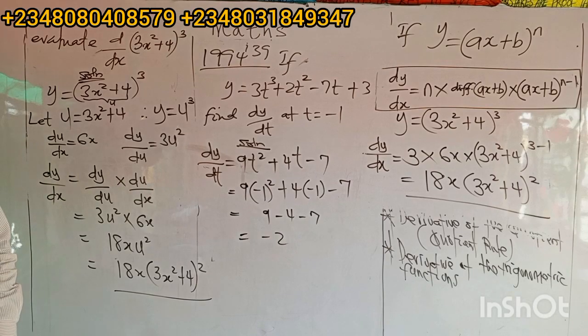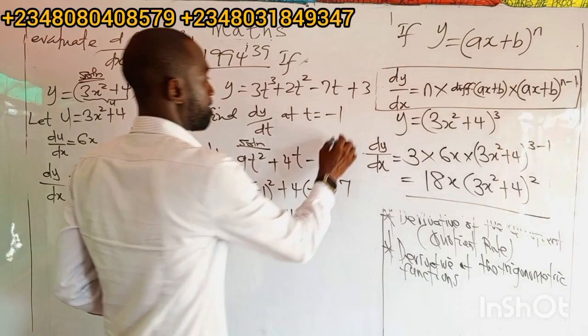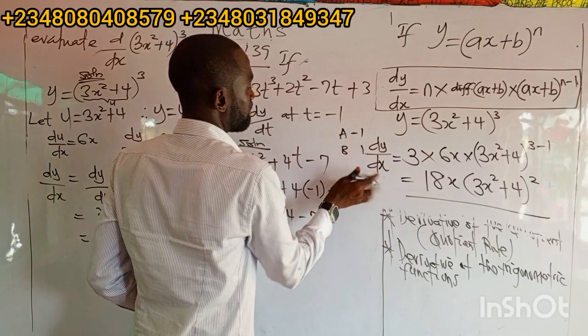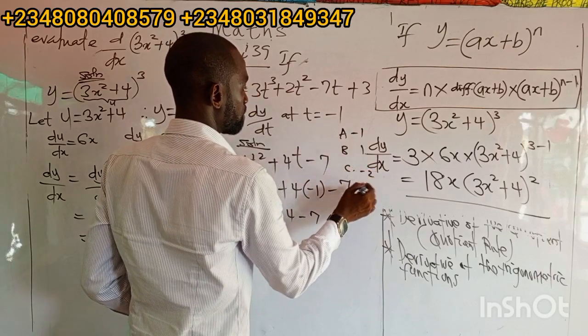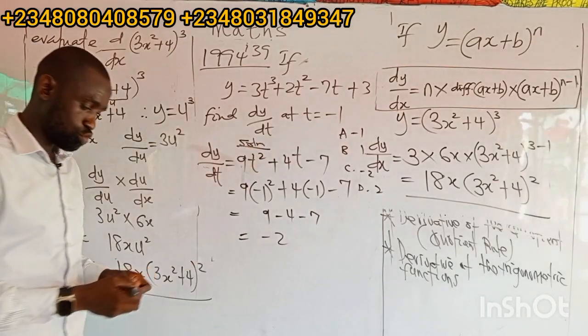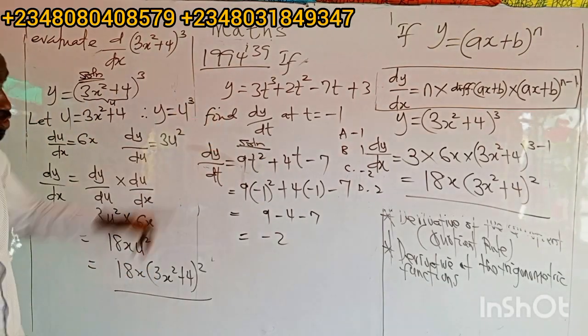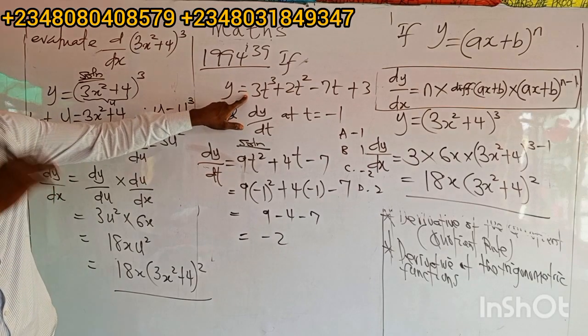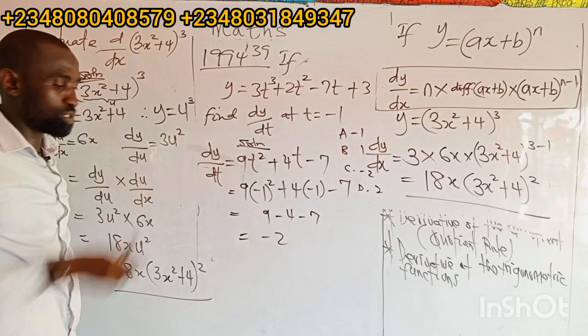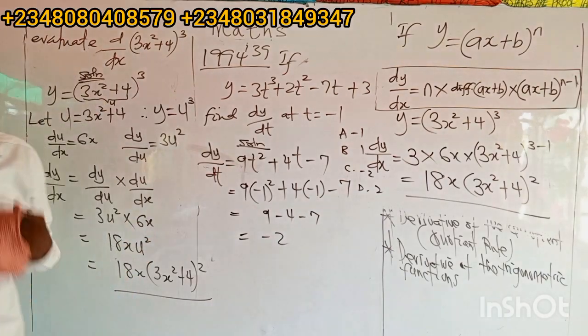The options are: A is minus 1, B is 1, C is minus 2, D is 2. So the correct answer is minus 2. You can be given a question like this. This one is just the same, but in another version: after you put in the derivative, you put in the value that you are given.